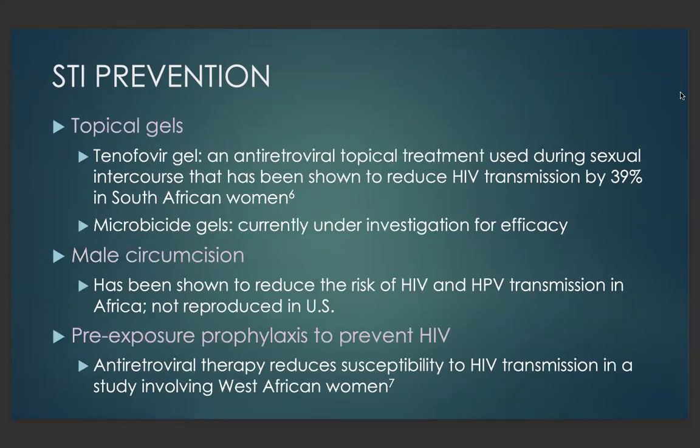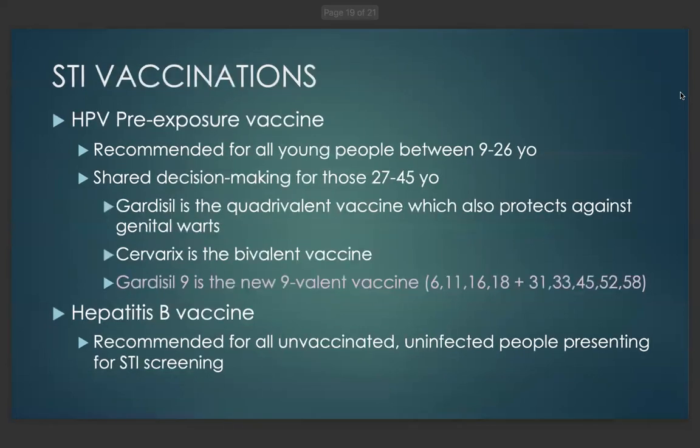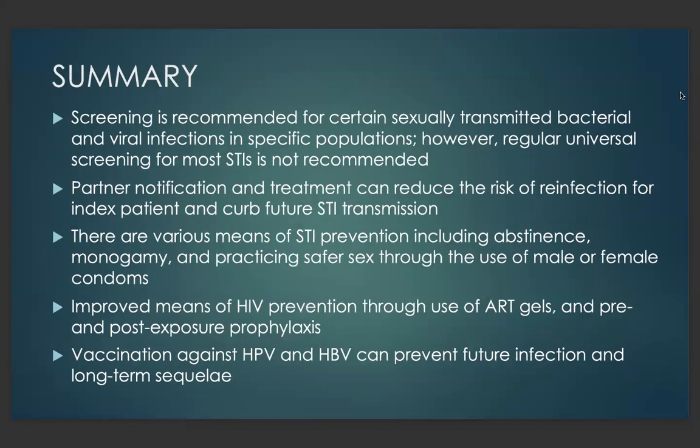There's also male circumcision, which is shown to reduce HIV and HPV transmission in Africa, as well as pre-exposure prophylaxis, or PrEP, to prevent HIV. In terms of vaccines, there is the hepatitis B vaccine that is recommended for all people and ages, and then the HPV vaccine that is recommended mainly for youngsters between 9 and 26 years of age. But you can also offer it to patients between 27 and 45 years old, and that's dependent on patient-physician shared decision making. So that brings us to the end of this podcast.